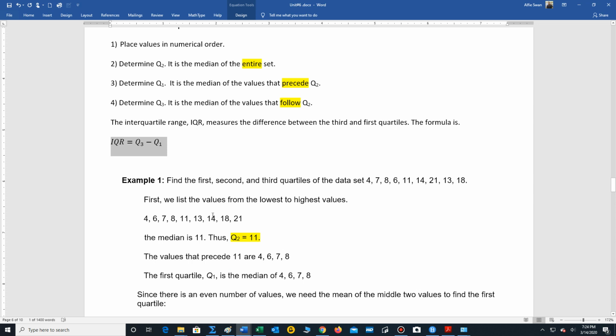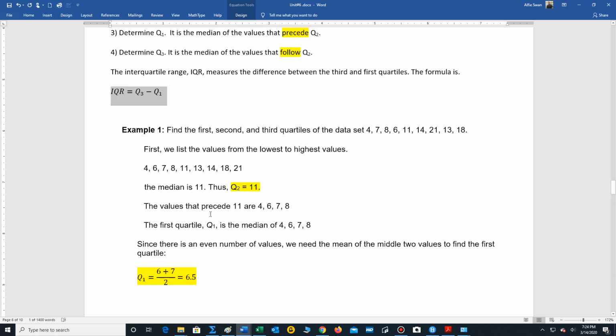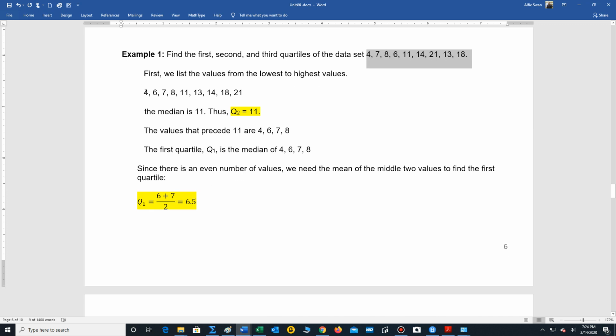Okay, so let's take a look at an example just to sort of understand this process. Let's assume that we're given the following data values. Obviously, the first step is we put the data values in numerical order. Then we find the median of the entire data set, and the median is 11. Thus, we know what quartile 2 is: 11. Remember, quartile 2 is the data value that's equal to the median of the entire data set.